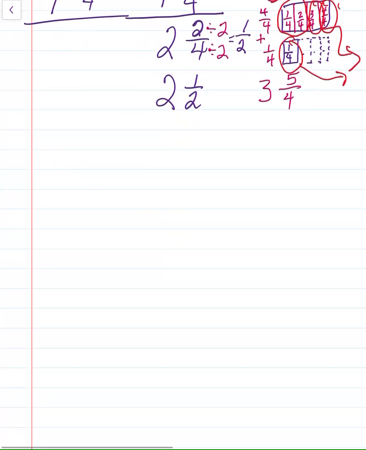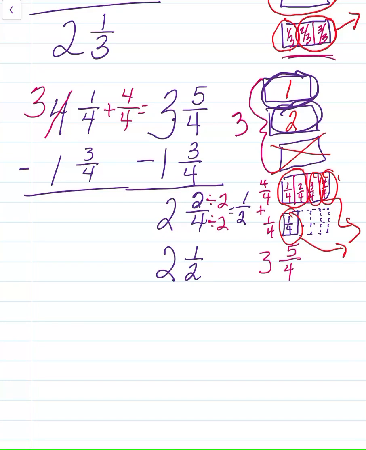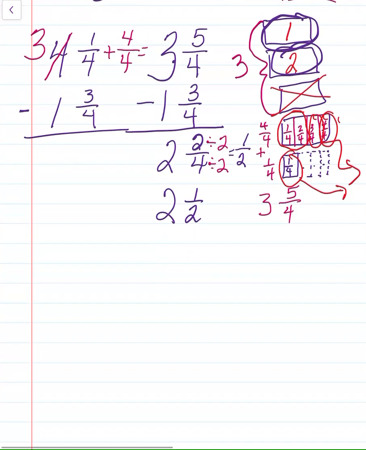Now, most of the time, though, we have to find a common denominator first. So this denominator was the same. That just made it easier for me to draw that picture. So that's why I kept it the same. But most of the time, you are going to have to find a common denominator first. So we're going to do one more example where we're going to have to borrow and find a common denominator. Okay, so this will be our third example.